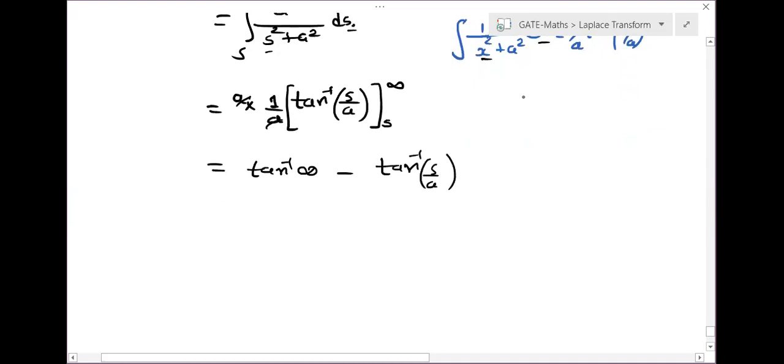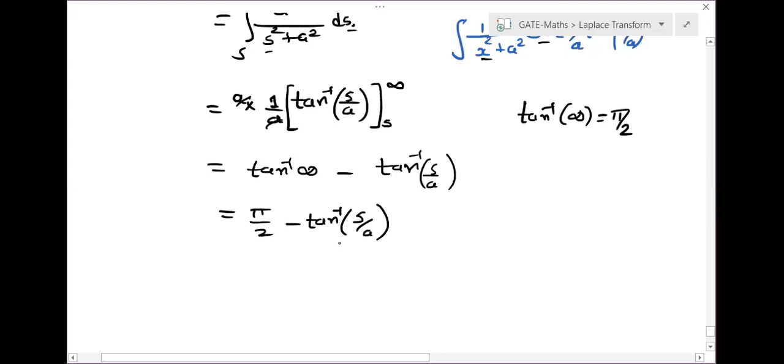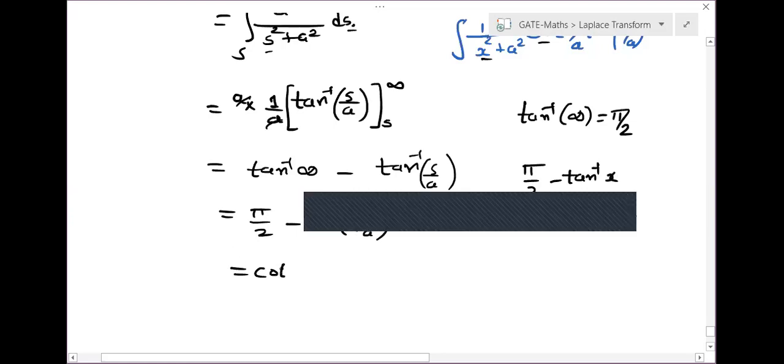Now what is tan inverse infinity, students? Tan inverse infinity is pi by 2. This is also one formula. Tan inverse infinity is pi by 2 because tan pi by 2 is infinity. So this is pi by 2 minus tan inverse s by a. Now pi by 2 minus tan inverse x is also one formula. Pi by 2 minus tan inverse x is equal to cot inverse x, or I can say the formula is tan inverse x plus cot inverse x is equal to pi by 2. So pi by 2 minus tan inverse s by a is your cot inverse s by a.